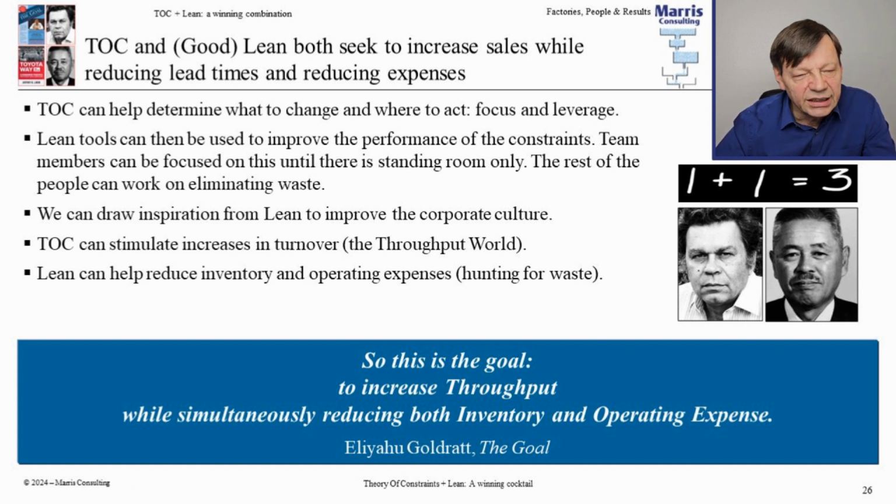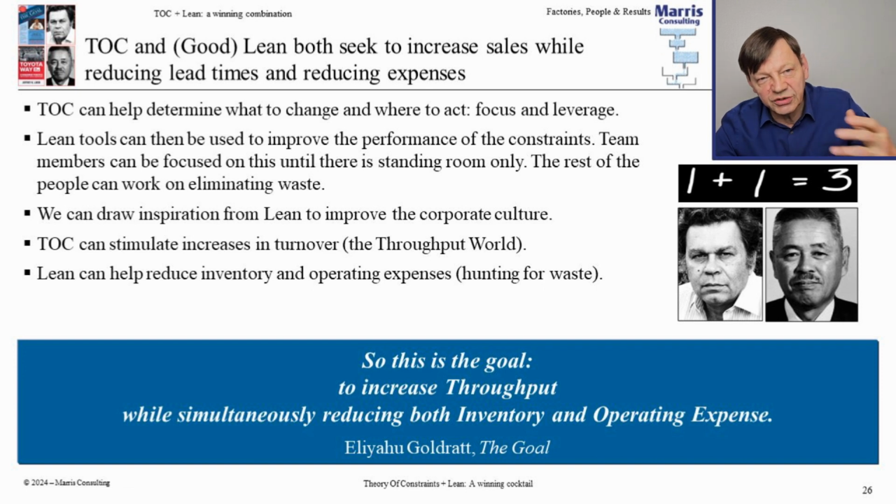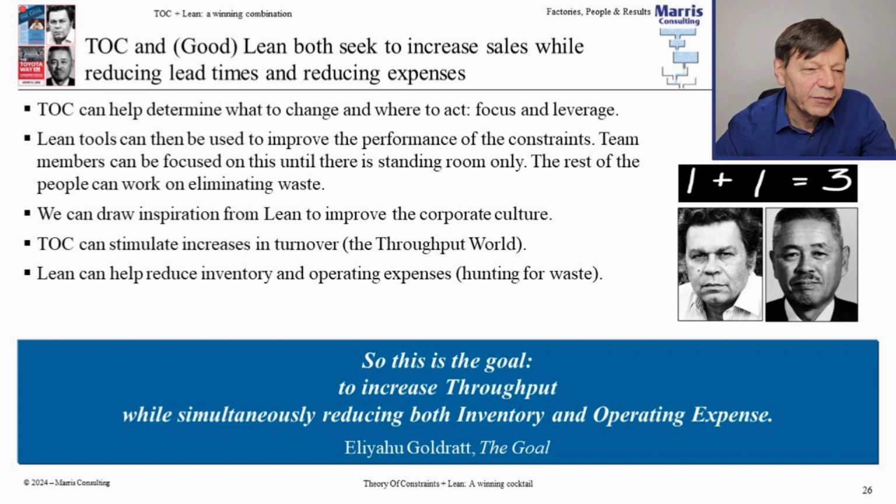But if you combine the two together, the theory of constraints can help you determine what to change, what's your bottleneck, what will enable you to increase your sales. And then you can use the lean tools to improve the performance of that constraint, right? And if you do that, you get to a point where you can't add any more people to improving the constraint, right? Imagine you're a 500-person organization. You can't actually have 500 people working on the constraint at any one time or improving the constraint.